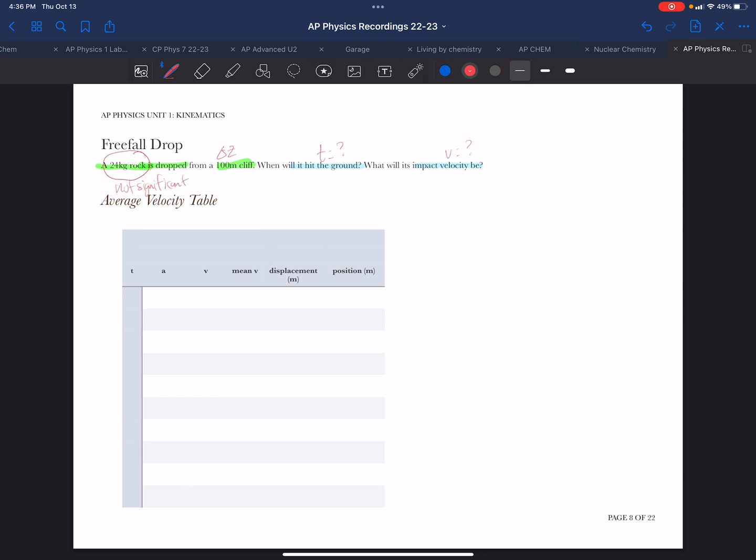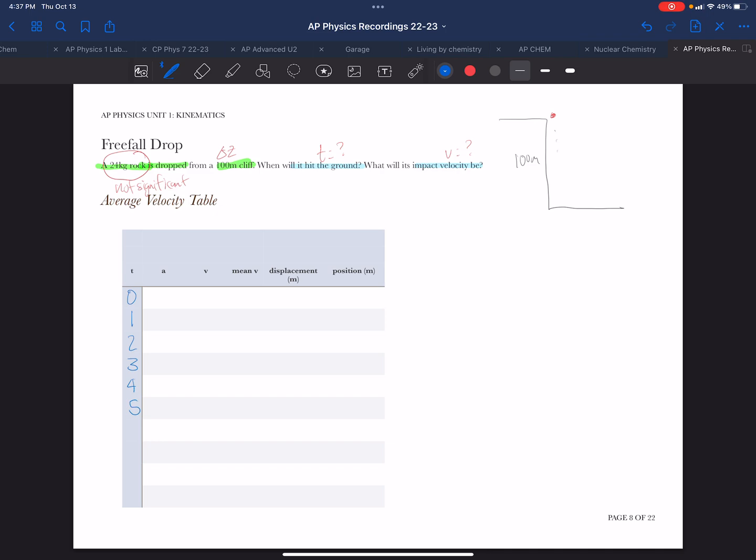Well, let's take a quick run at this by making a diagram. In our diagram, we have a 100-meter cliff, and there is a rock that's being dropped, and it's going to hit the ground at some point in time. It's going to take some amount of time. We're not exactly sure yet. Let's start off, and a good way to start might be with 5 seconds. So 0, 1, 2, 3, 4, 5.